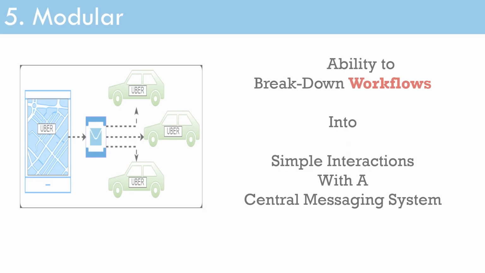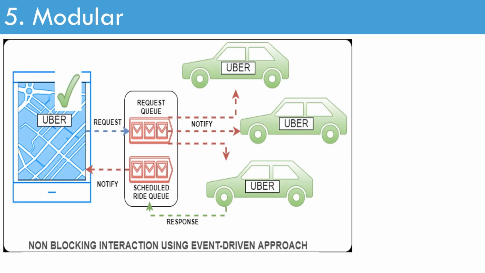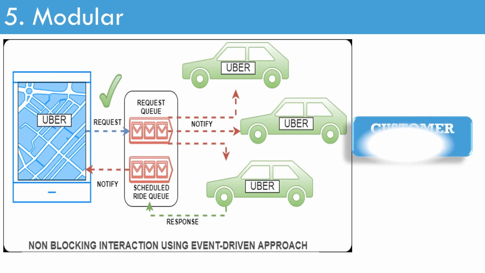In a taxi booking system, we have broken down a complex workflow of interactions into simple and independent steps. For example, to elaborate on the simple steps, the customer module sends the booking request to the central messaging system, but does not bother about how the taxi module or any other module will receive it.